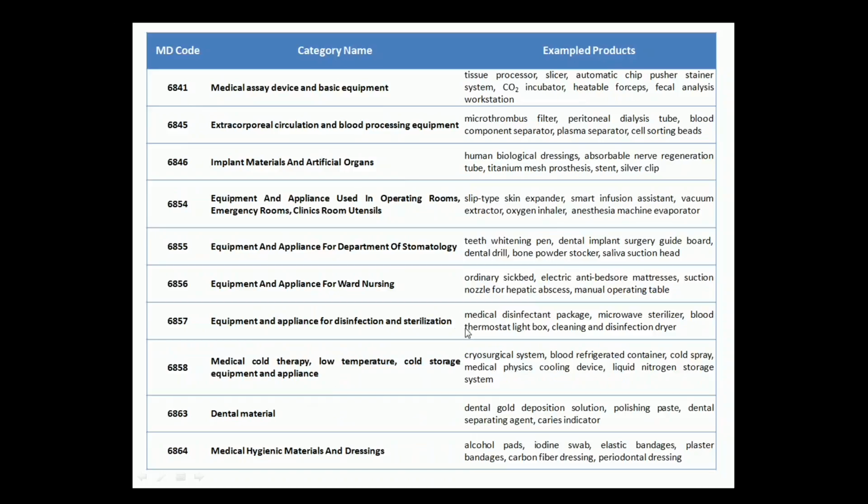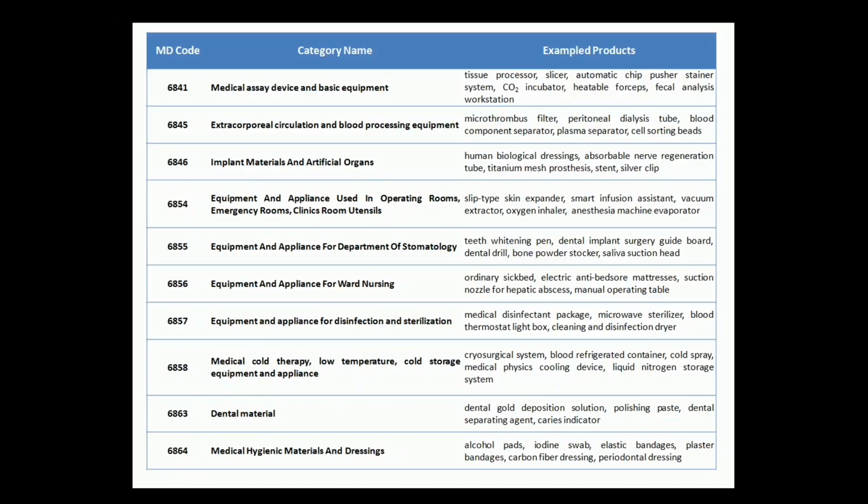You can have a very quick look. We just read some, like the 63 is a dental material. I have to say it's very popular. We got a lot of cases in terms of the dental products, like the polishing paste. It's very useful and it's very normal in our daily life. Also, it's a dental separating agent, caries indicator, and also I see there's a 6846, also very popular. It's like implant materials and artificial organs.